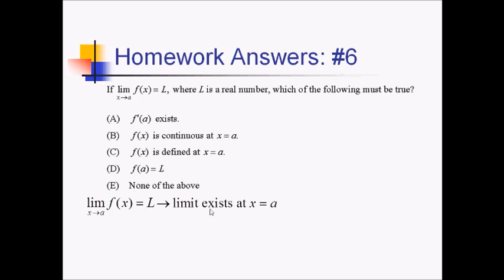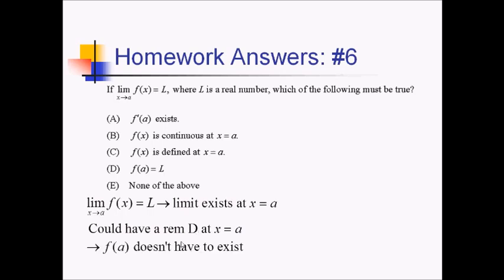So if we can find a counterexample for some of these, that would help us eliminate some of these answer choices. So the big counterexample here, where some things don't match up but you still end up with a limit, is if you had a removable discontinuity at x equals a. If you had a removable discontinuity there, the limit would still exist. You'd still be heading to the same place, but pretty much nothing else would be true. For example, if you have a removable discontinuity, that means that f of a doesn't even have to exist. You could just have an open dot with nothing to replace it there. So that eliminates answer choice C about f of x being defined at x equals a.